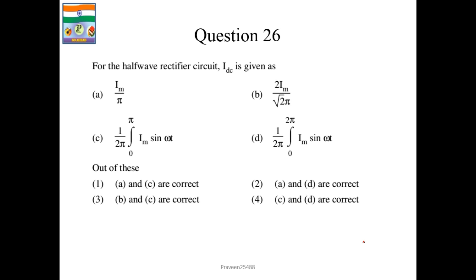For the half-wave rectifier circuit, IDC is given by. So here it's asking for DC current, particularly for half-wave rectifier. So we know the rectifier formula, which is Im upon pi, and to calculate the DC current, 1 over 2 pi integral 0 to pi Im sin omega t. So here you can calculate. So A and C are correct. While calculating this, you will get this expression.